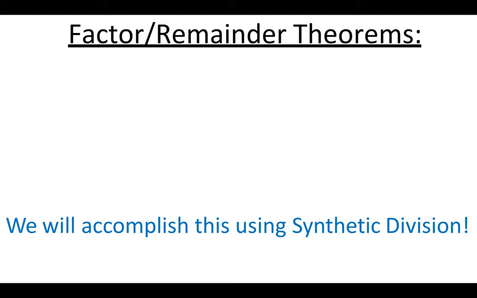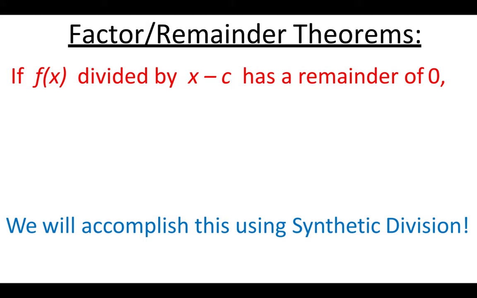The factor/remainder theorem basically states that if we have some function we'll call f of x, and we divide that by some x minus c, where c is a constant. So let's say this is x minus 2, and we had some function f of x is 3x to the fourth minus 2x cubed plus x minus 10. Some function like that. And we divide it by x minus 2, and we get a remainder of 0. So I went through my synthetic division, I did that function divided by x minus 2, and I get a remainder of 0.